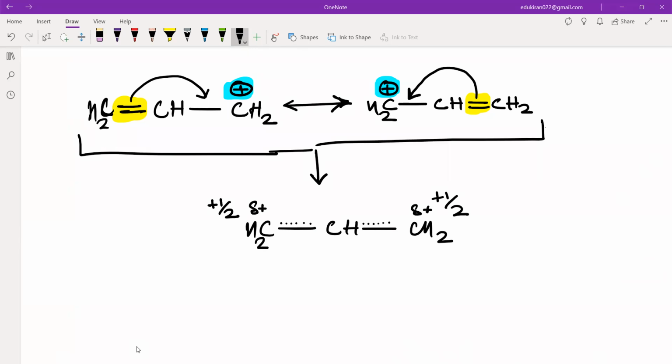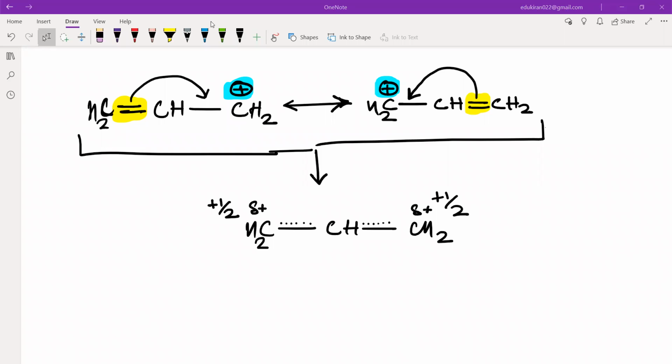Do you understand what is happening in resonance? Yes or no? Guys, tell me. Yes or no, guys, tell me. It is kind of a reaction only. Okay, you can understand it as a kind of reaction, but a very fast reaction.